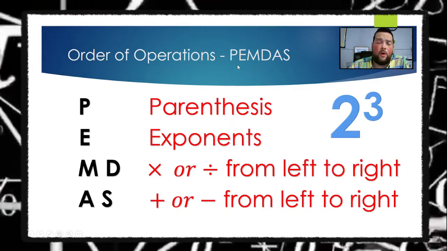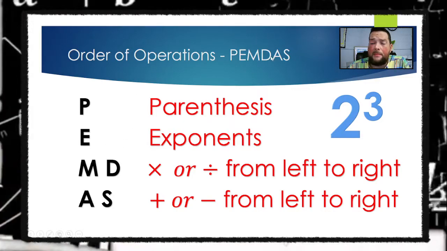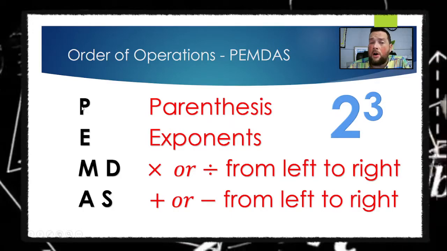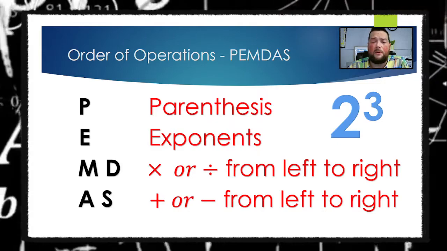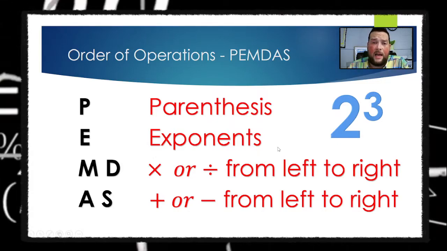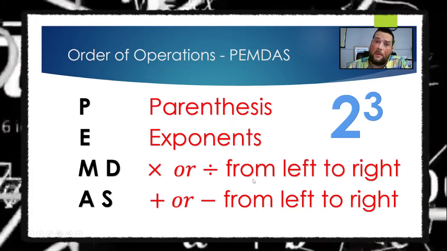Whenever we do exponents in order of operations, it's in this second step. Order of operations, a universal language for that is PEMDAS. We start out by doing our parentheses. Any of the math inside parentheses, we simplify that first. Then we're going to go on to exponents and then multiplication or division from left to right.